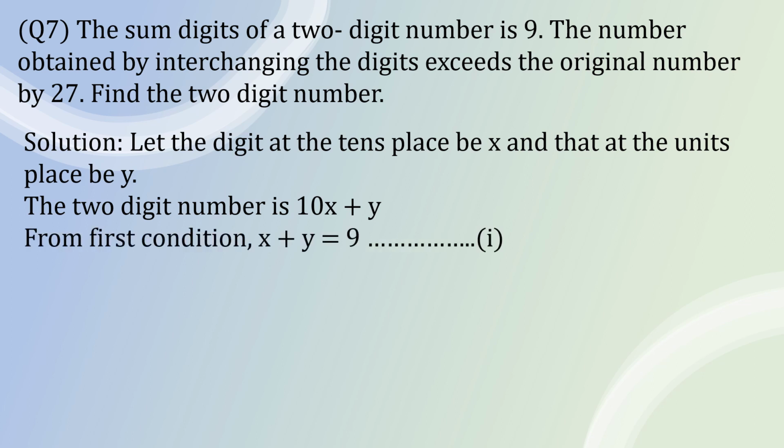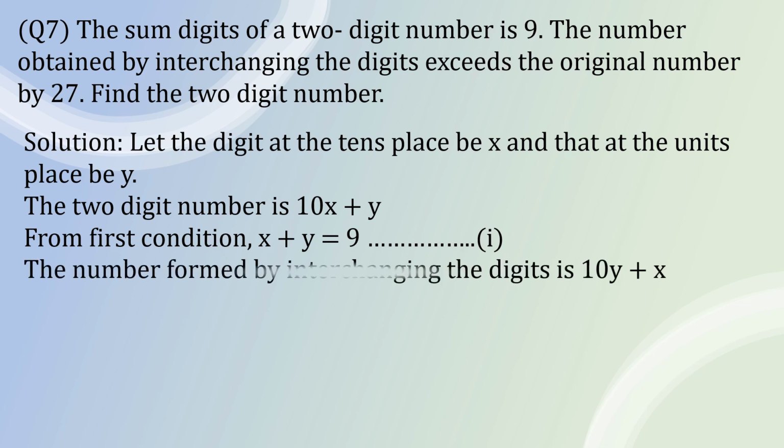So from the first condition, what is said? Sum of the digits of the 2-digit number, if you add, so means x plus y equal to 9. This is your first condition. Now second, the number obtained by interchanging the digits. Let's first obtain the number by interchanging the places. What will be the number formed? 10y plus x, because if you bring y to the tens place, it will become 10y plus x. So the number obtained by interchanging the digits is 10y plus x.